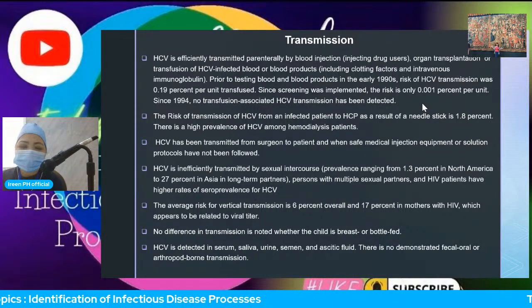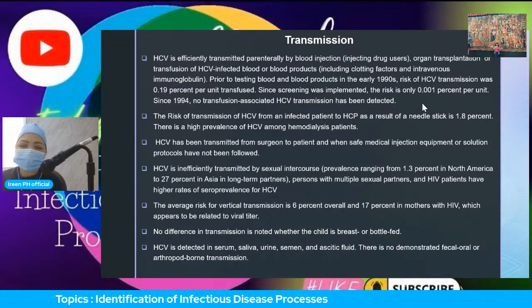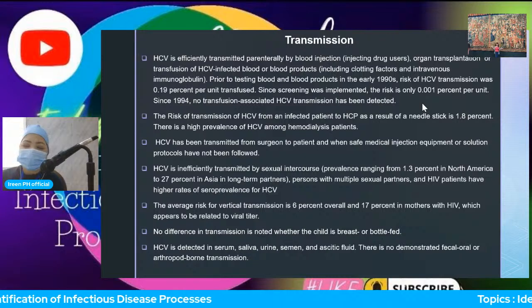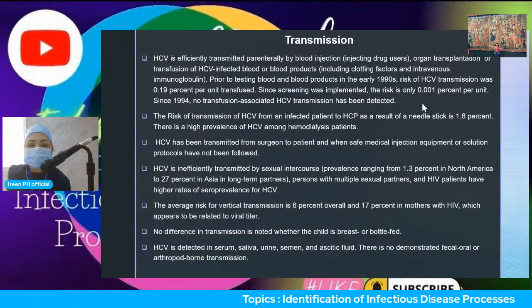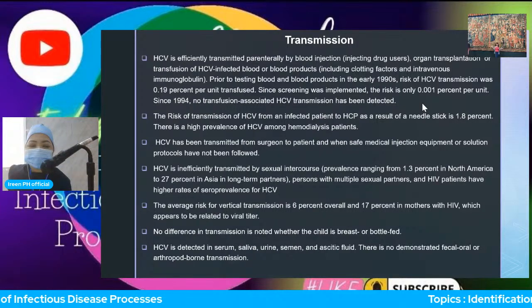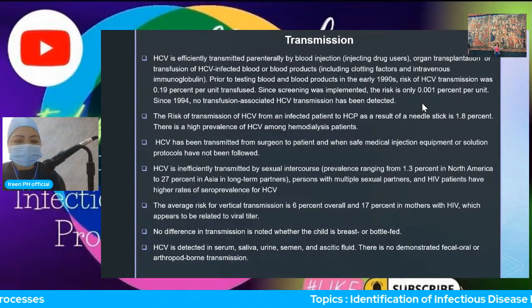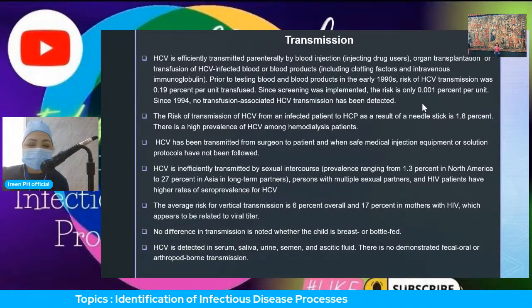The risk of transmission of Hep C virus from an infected patient to a healthcare practitioner (HCP) as a result of a needle stick is 1.8%. This is your needle stick injury. There is a high prevalence of Hep C virus among hemodialysis patients. Hep C virus has been transmitted from surgeon to patient, and when safe medical injection equipment or solution protocols have not been followed.